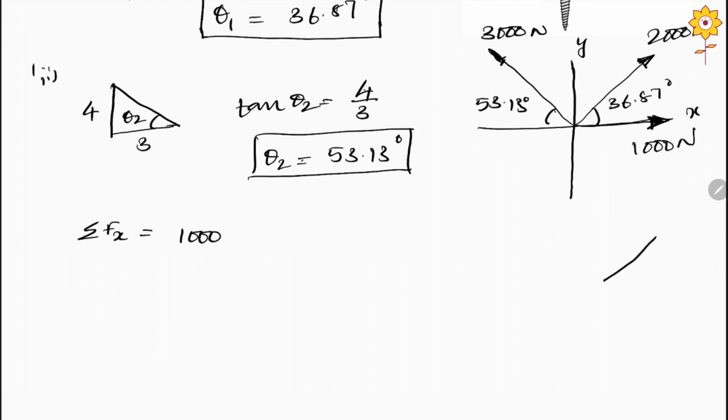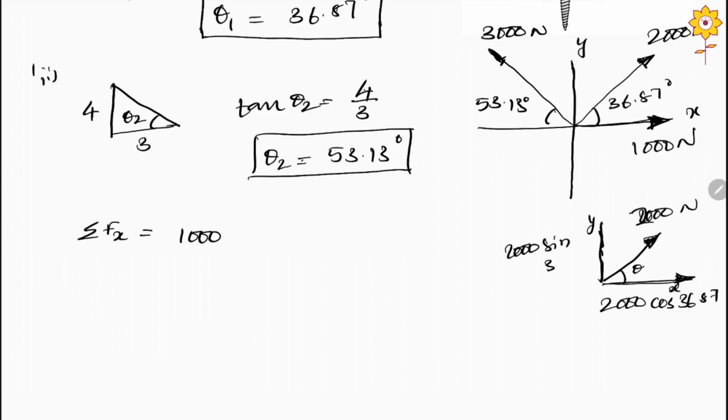If you see, the 2000 force is acting like this. So this is our x and y axis for this 2000 Newton. This inclined force can be resolved into two components, x and y. We have a theta over here, so this is making theta with the x axis. So this will be your cos component, that means 2000 cos of this particular angle, 36.87, and this vertical will be 2000 sine of 36.87.